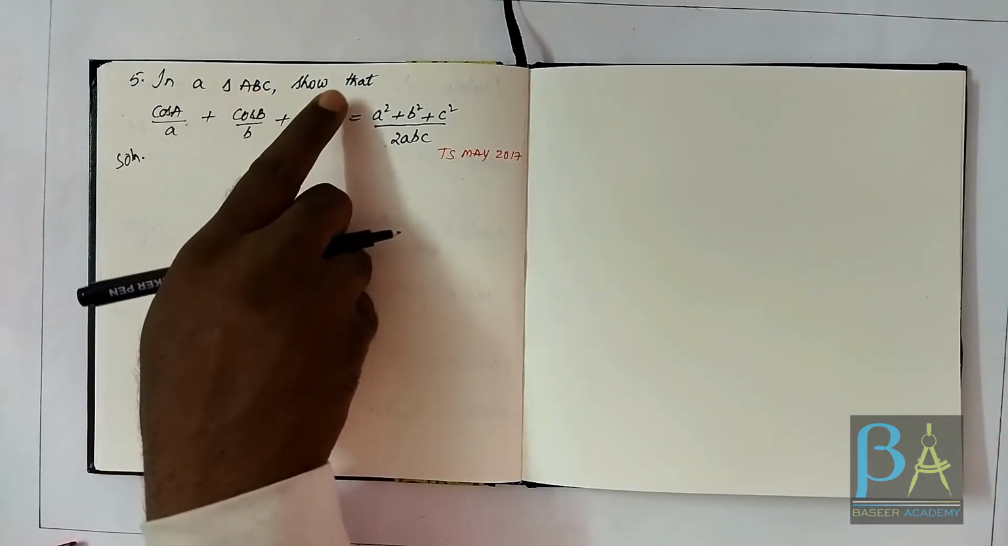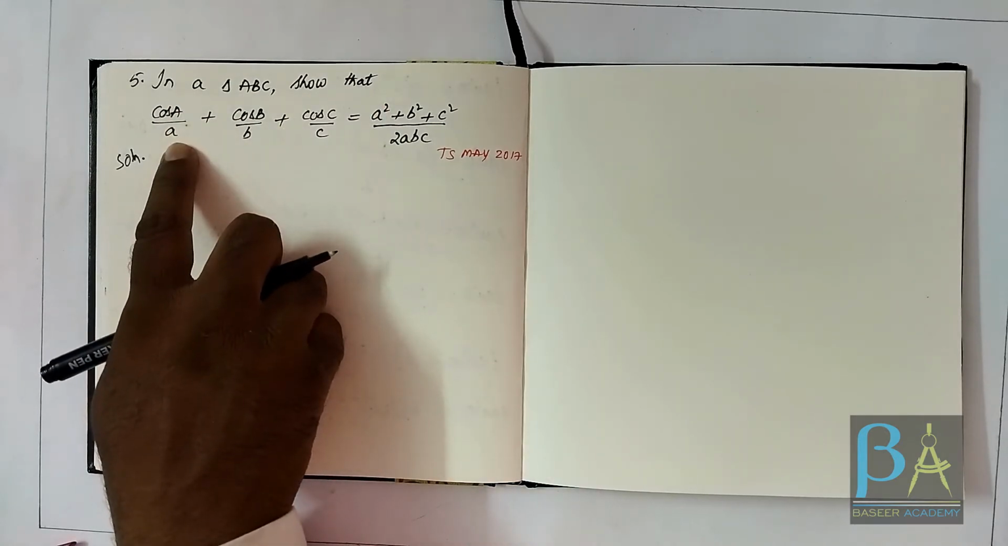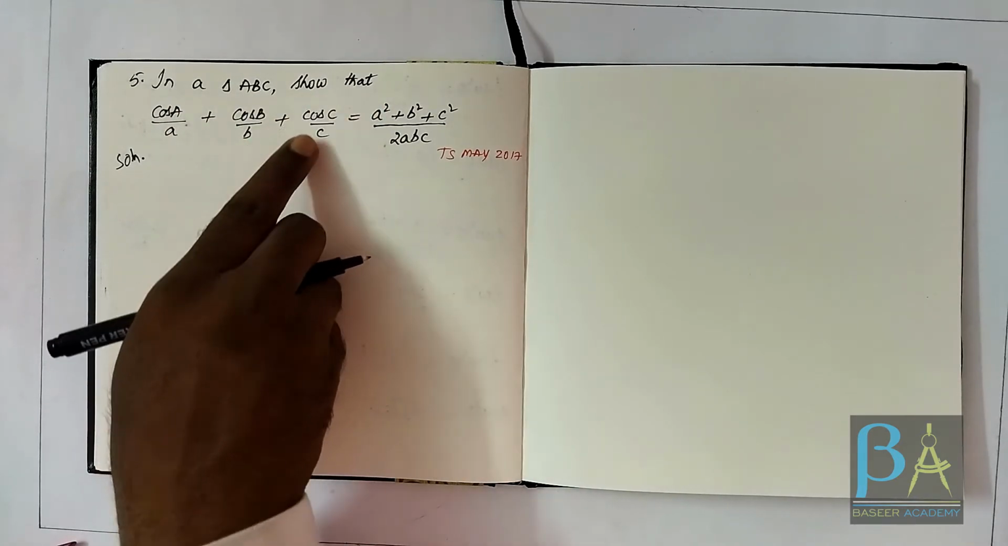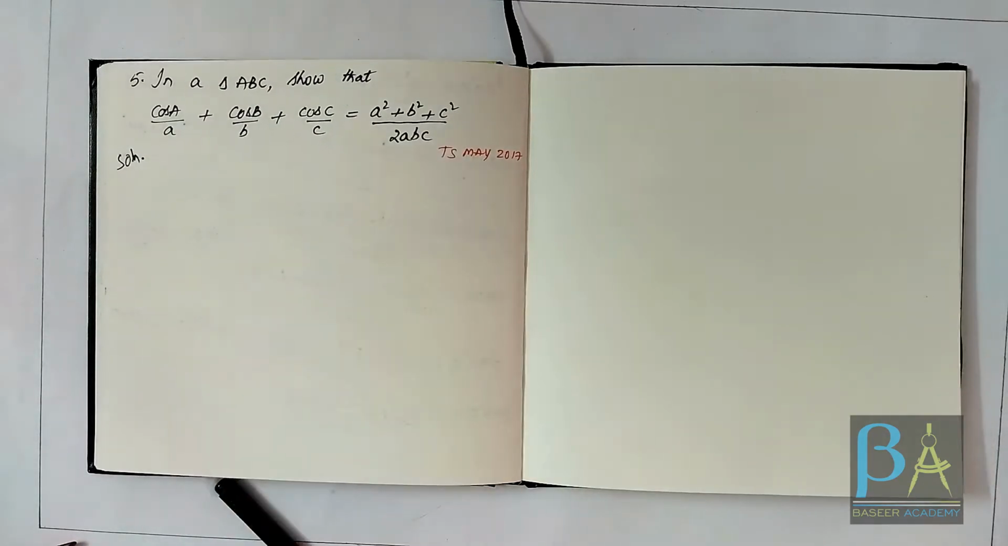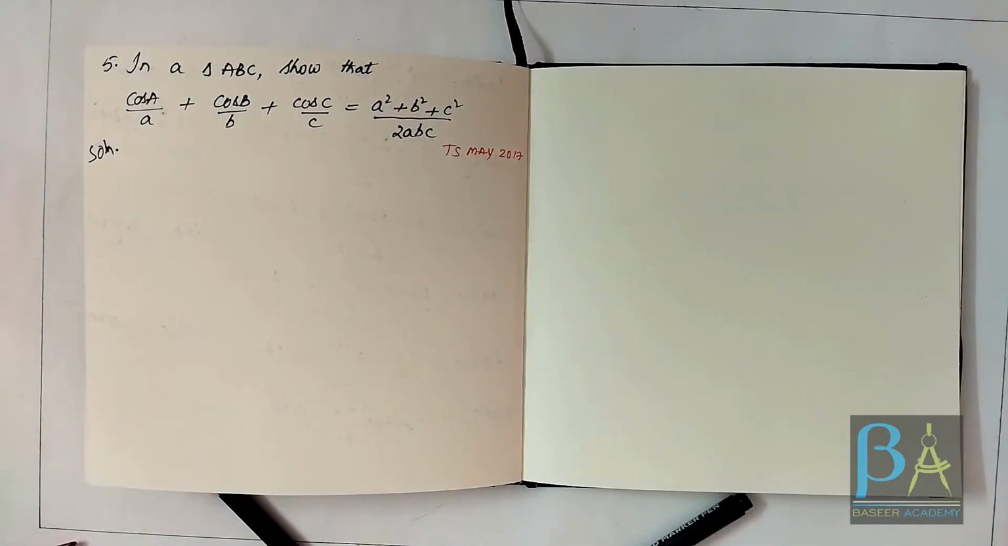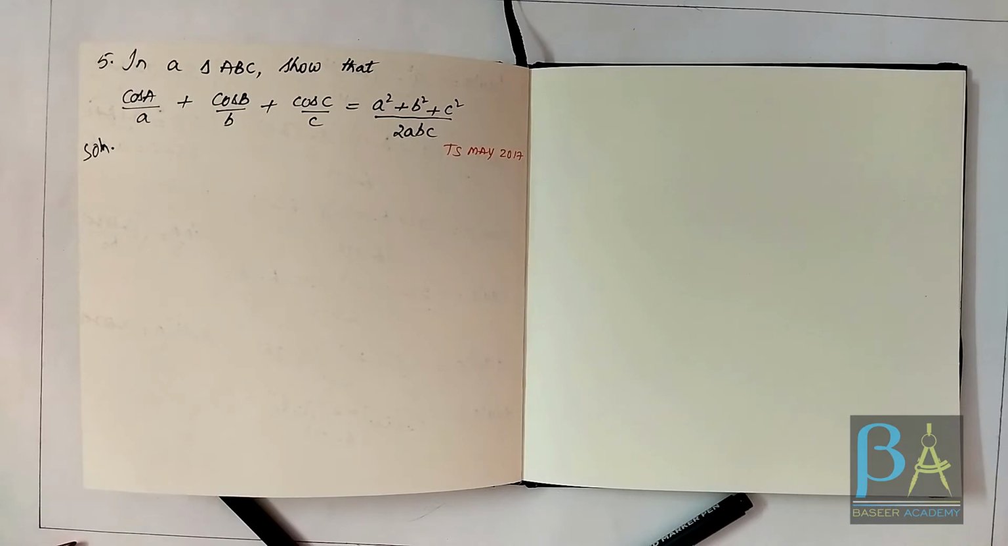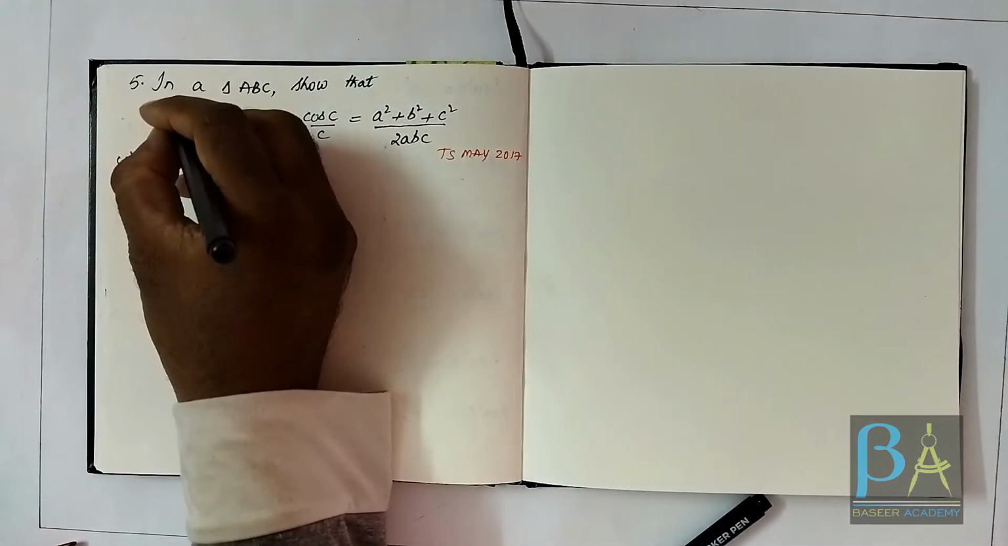In a triangle ABC, show that cos A by small a plus cos B by small b plus cos C by small c is equal to a square plus b square plus c square by 2abc. Do you think we can prove this? Let's use the cosine rules. Let us use the cosine rule here.